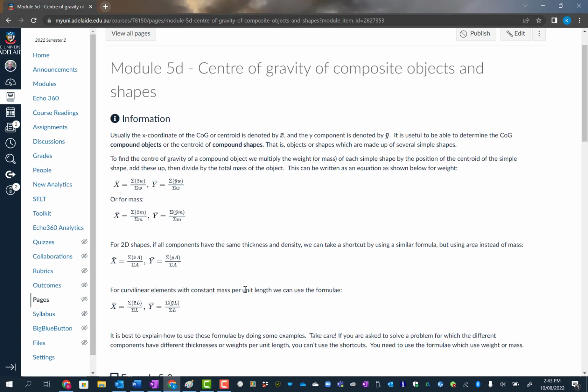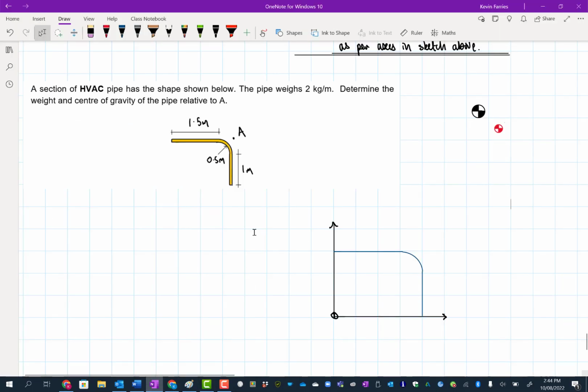If it wasn't constant mass per unit length, for example if they were different sized pipes all joined together, you would have to go back to this equation and work out either the mass or the weight of each section, and then use one of these formulae to calculate the centroid of the composite or compound shape. So let's go back again to here. Other than that, the process is exactly the same.